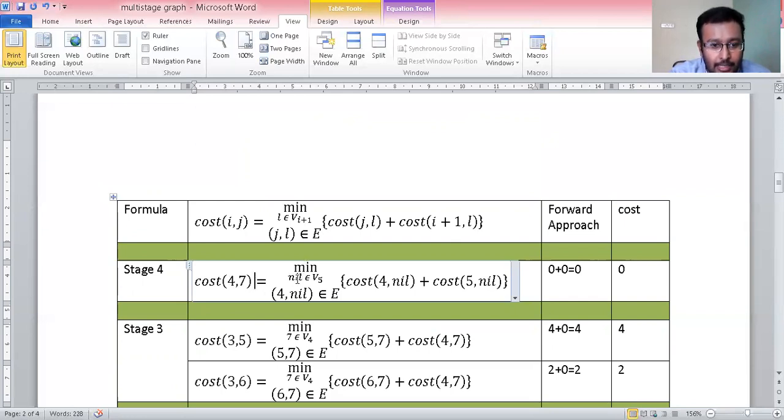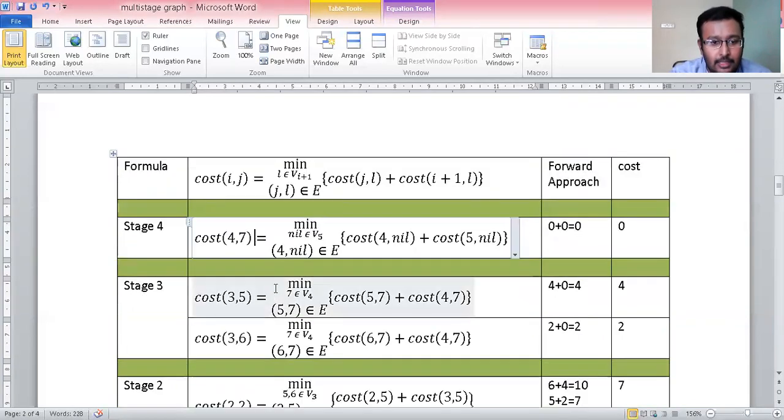why I have written nil here, because in stage 5 there are no vertices present. That is why I have written a nil here. There are no vertices in stage 5. Our graph has only vertices till stage 4. Next, if you consider the vertex 7 at stage 4 and you don't have any vertices at stage 5, so I am taking it as nil. So there is no edge from vertex 7 to stage 5.